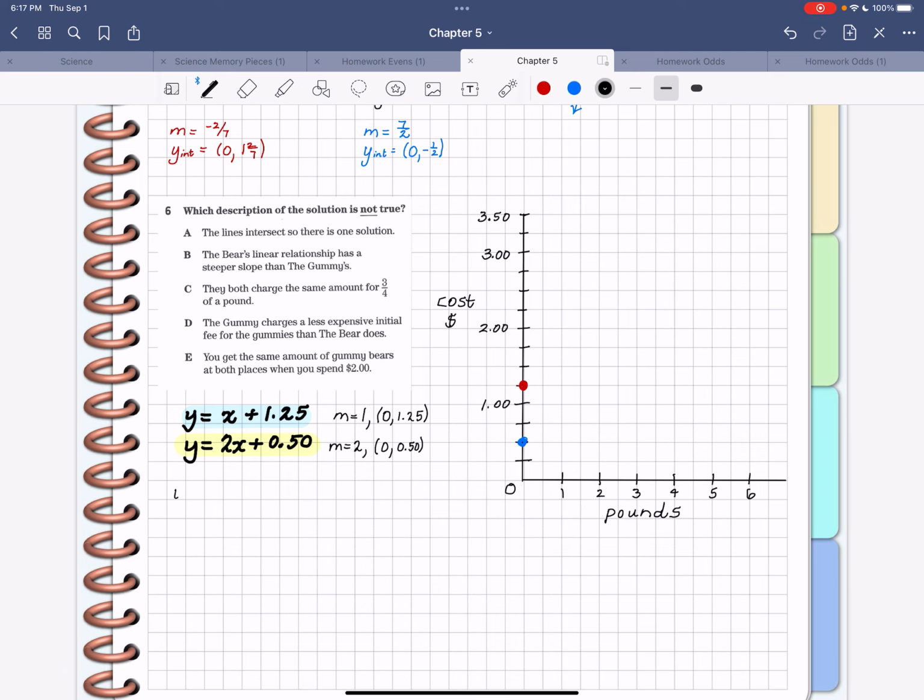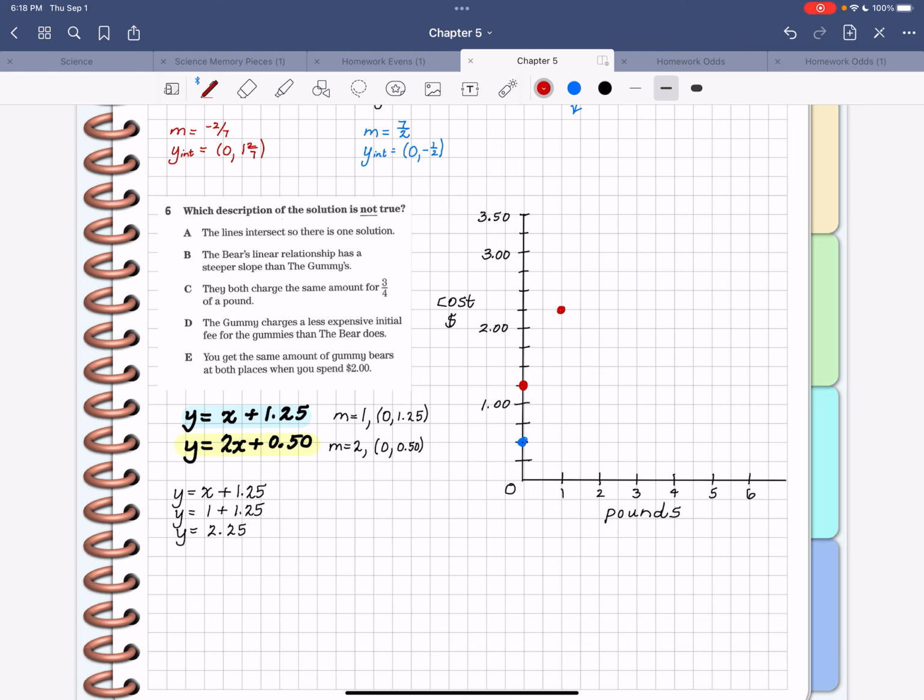So for the gummy, we have y equals x plus $1.25. So when you buy 1 pound of gummy bears, your total cost is going to be $2.25. Let's go ahead and graph that. So 1, 2.25. So 1 and then $2.25.